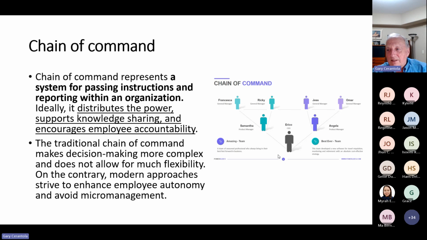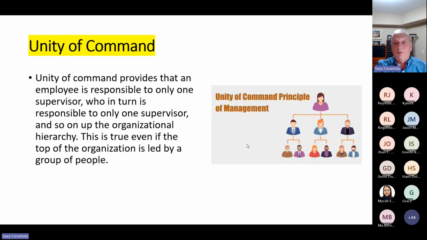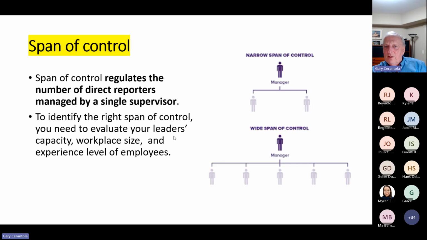Now, unity of command is, Samantha only reports to Enrico, and Francesca only reports to Samantha. So that's unity of command, as opposed to when I talked about the matrix organization, where most people have two people they are accountable to, and that's not unity of command, right? That's multiple operations. So you can see that one person only reports to another person.